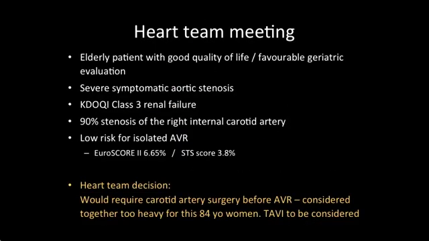The case was summarized as follows at the heart team meeting. Elderly patient with good quality of life, favorable geriatric evaluation, severe symptomatic aortic stenosis, class 3 renal failure, 90% stenosis of the right internal carotid artery, low risk for isolated SAVR. But the combination of carotid artery surgery followed by surgical aortic valve replacement as the second step was considered too risky for this elderly patient, and a transcatheter approach was proposed.